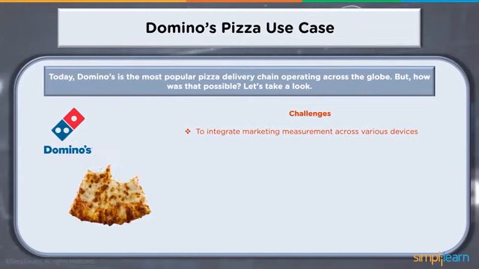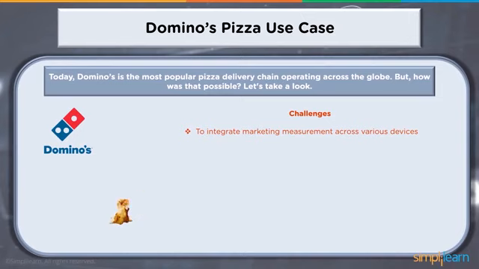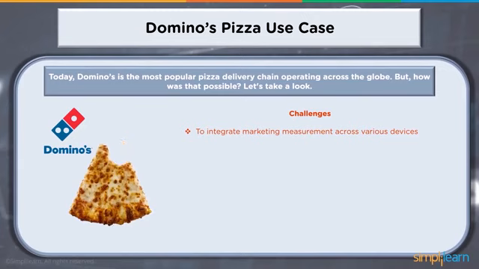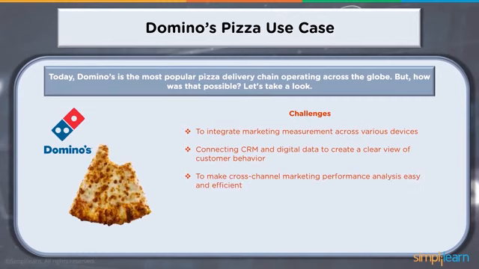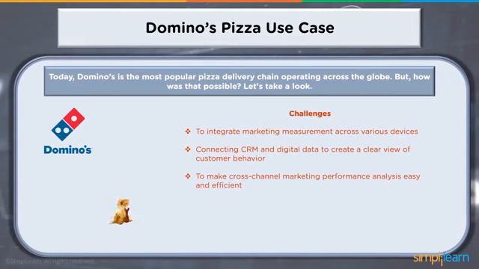So we all know that Domino's is the most popular pizza delivery chain operating across the globe. But how was that possible? Let's take a look. So the challenges were they wanted to integrate marketing measurement across various devices, connecting CRM and digital data to create a clear view of customer behavior, to make cross-channel marketing performance analysis easy and efficient.